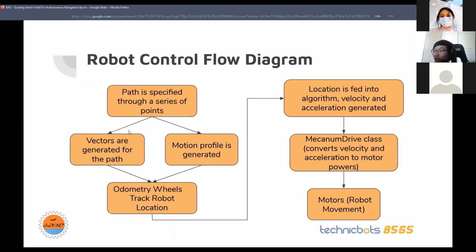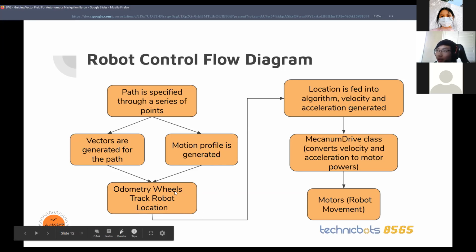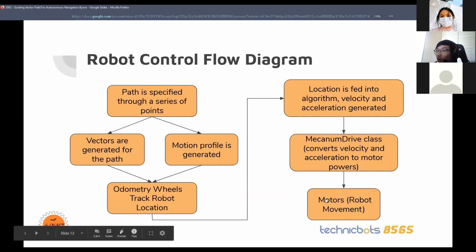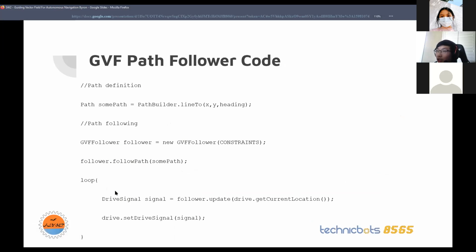So this is a flowchart to help you visualize the GVF algorithm. You specify your path, then you either generate your GVF, your guiding vector field, or you generate your motion profile, and then you get your robot location from the odometry wheels. Then you feed that into the algorithm. It gives you your velocity or your acceleration. Then you feed that into your robot class. Our class is mechanism drive because we use mechanum wheels. And then that gives you your motor powers. And then we just feed that to the control hub that drives the motors, and it gets the robot to move.